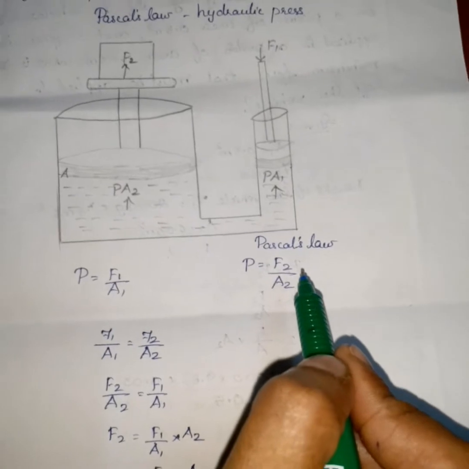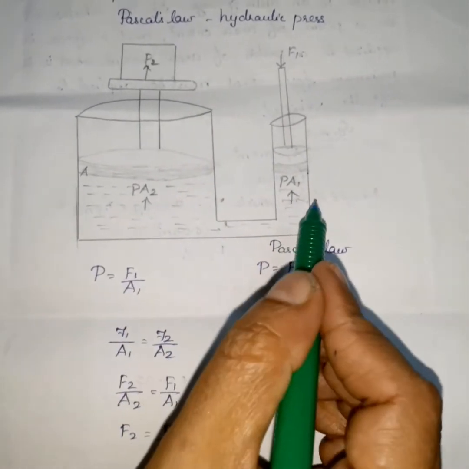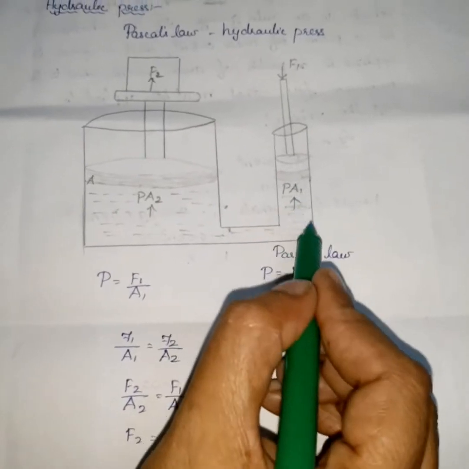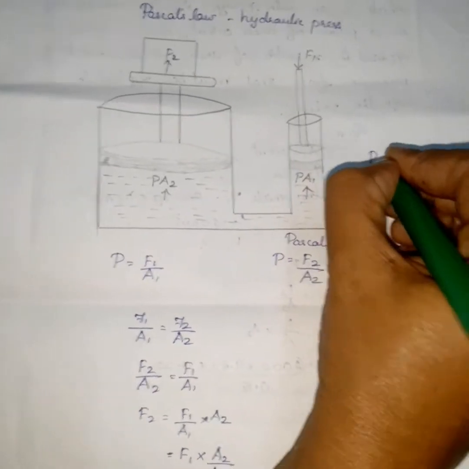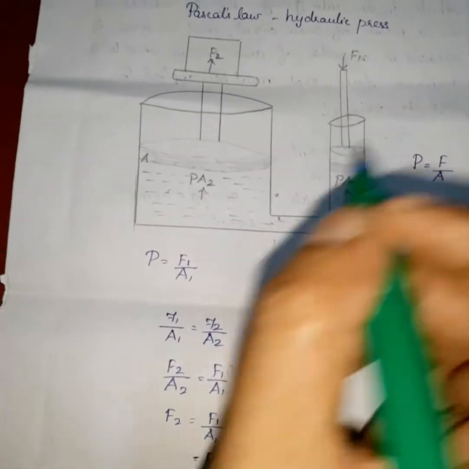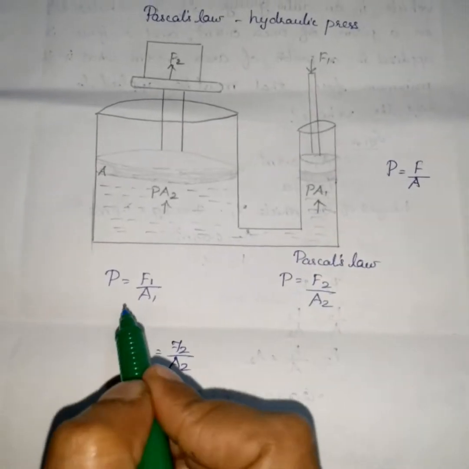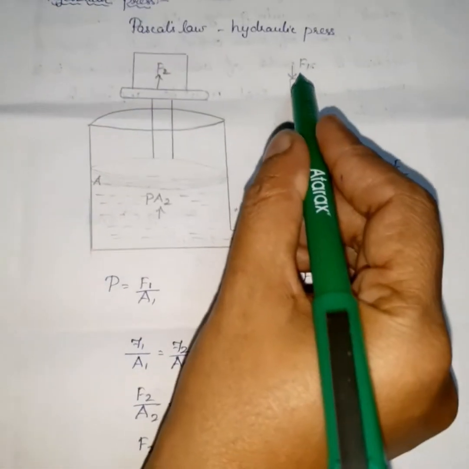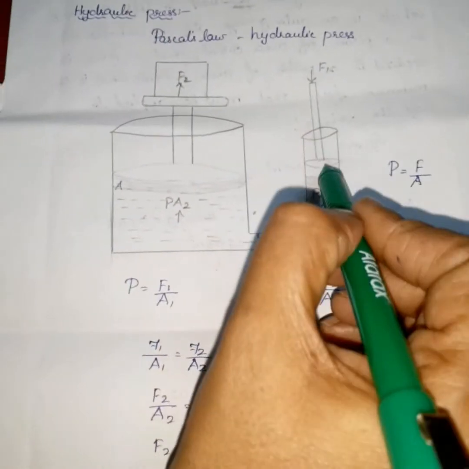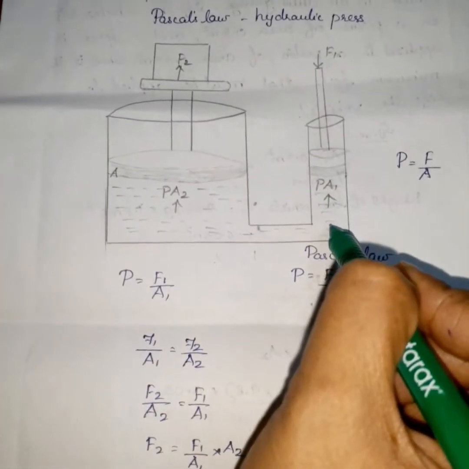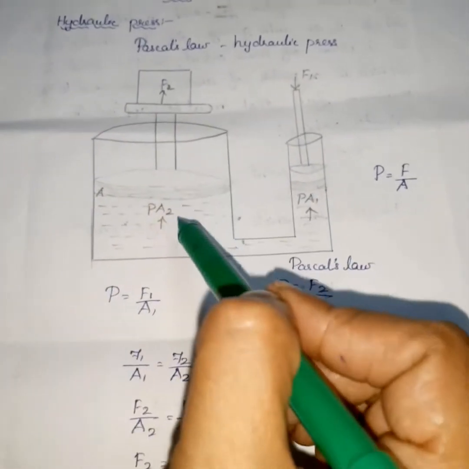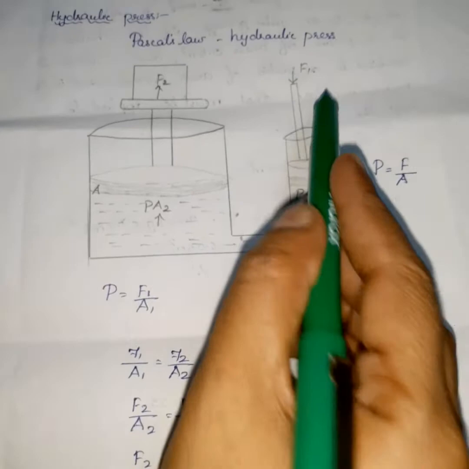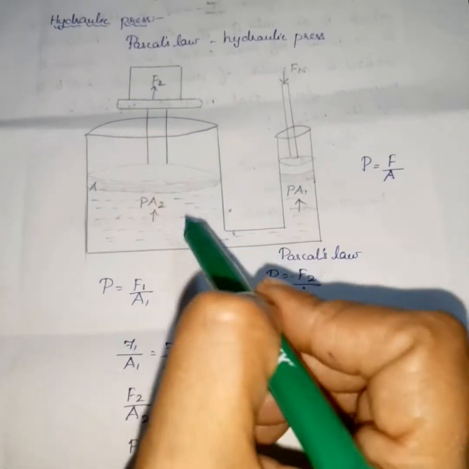Okay. Here now you apply the force F1. Here the pressure is uniformly transmitted. So what is pressure? Pressure is equal to force per area. So P is equal to F1 by A1, where F1 is the force applied. For the large area, P is equal to F2 by A2. So P is equal to F1 by A1, and P is equal to F2 by A2.